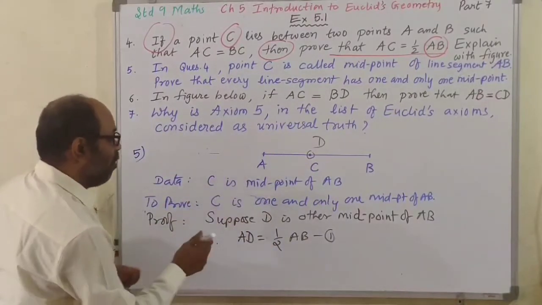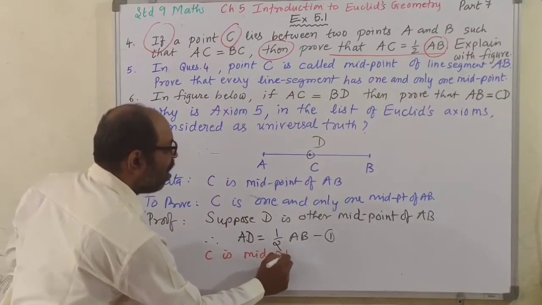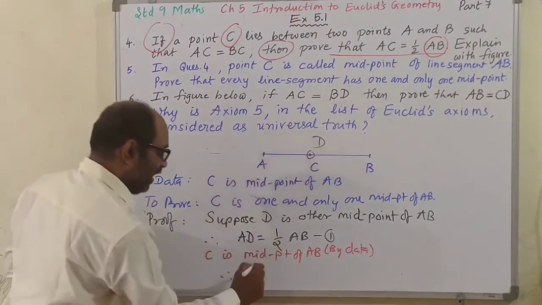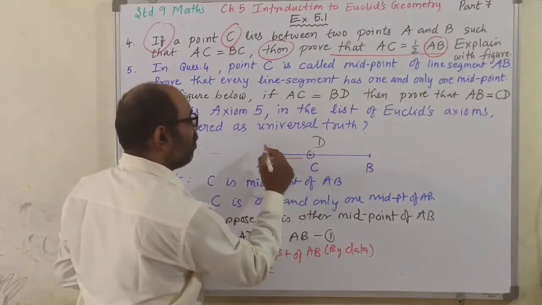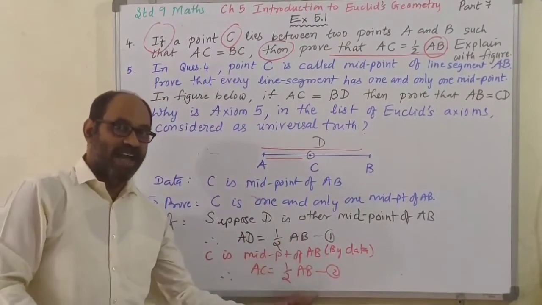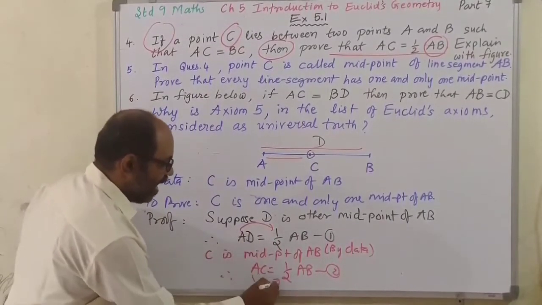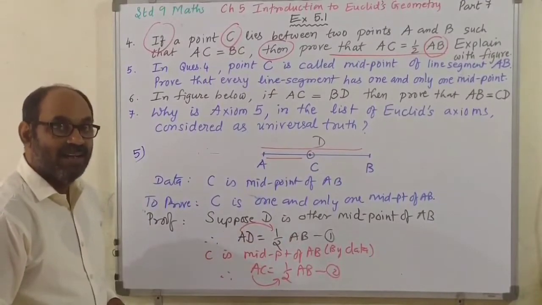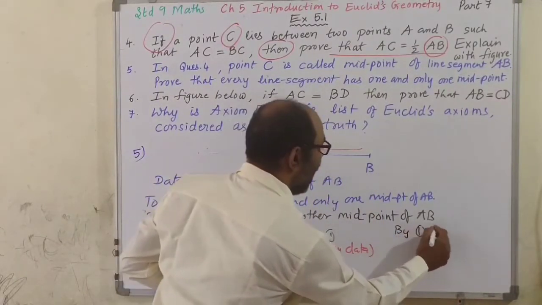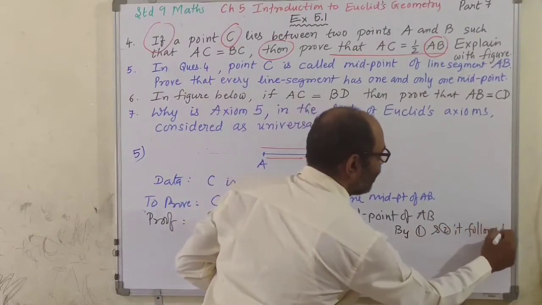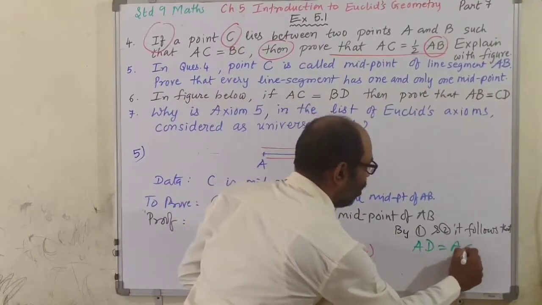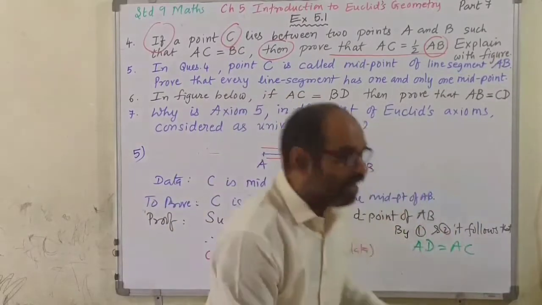Now, C is already the midpoint. C is midpoint of AB by data. Therefore, you can say AC is equal to half of AB. चलिए, right hand side देखो, half of AB. So AD and AC are equal to the same, so they are also equal. So by 1 and 2, it follows that AD equal to AC.